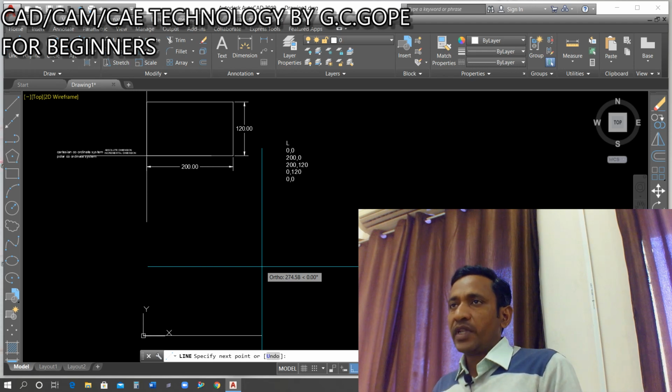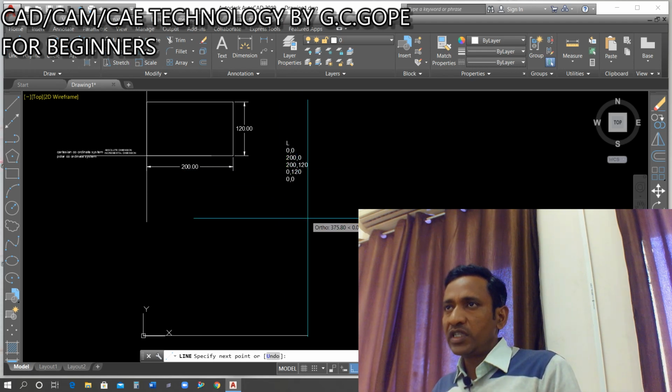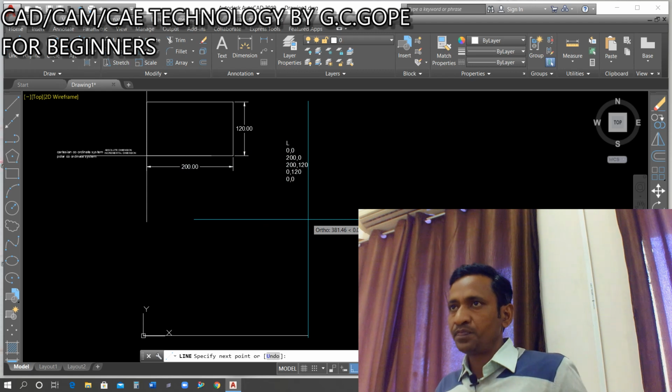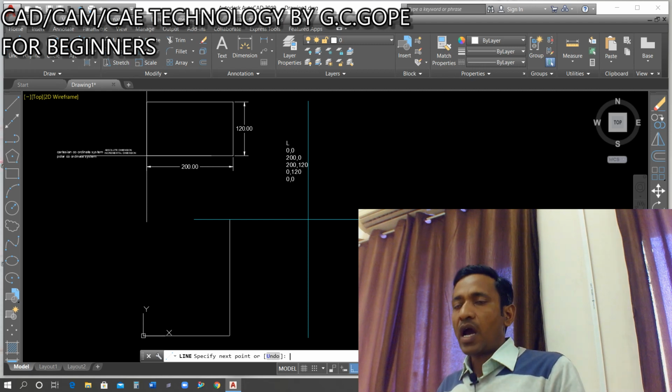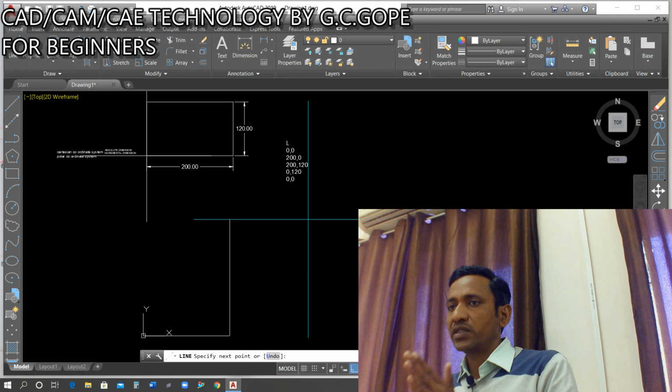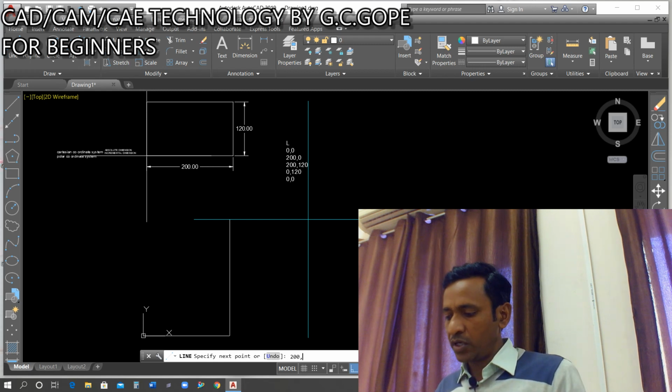Now next, what is the coordinate? You can see that I am not going to touch even this mouse. X direction 200, y will be 0. Press 200 comma 0. Yes, after traveling 200 distance, automatically the line has been broken. Now it's going to turn in y direction. What is the next coordinate for the next vertex? 200 comma 120. Press enter. Yes, again it has been broken.